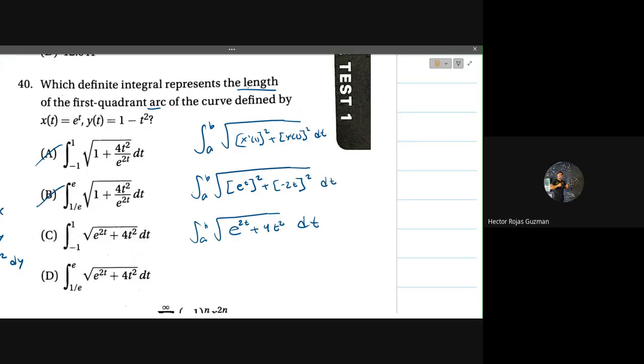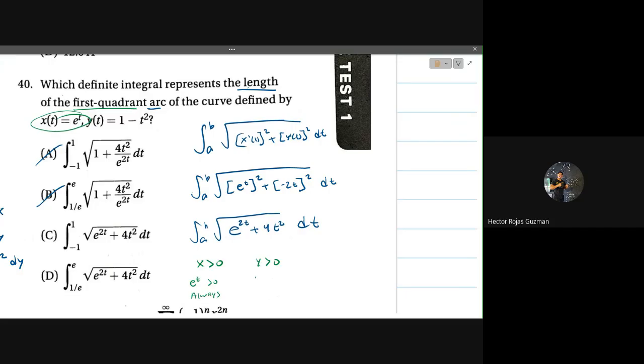Now we have to find the limits of integration, and it gets a little tricky. That's what I thought at first, and I wasn't getting any of them. So here's the thing. In the first quadrant, x is positive, y is positive. We're given an x component, e to the t, which is always positive, no matter what. But y, based on what we're given, is not always positive.